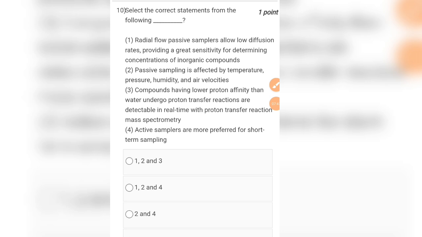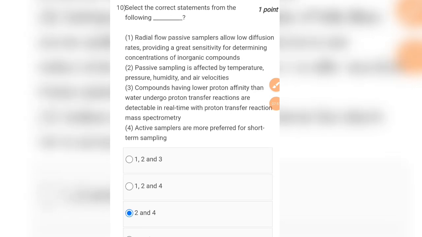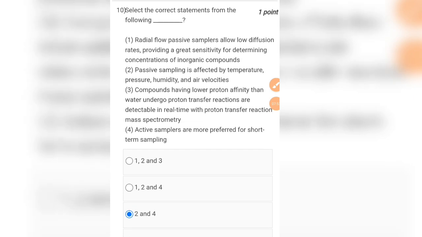Okay, so the correct answer for question number 10 will be option C, that is 2 and 4. So we have solved all the questions, so let's submit it.